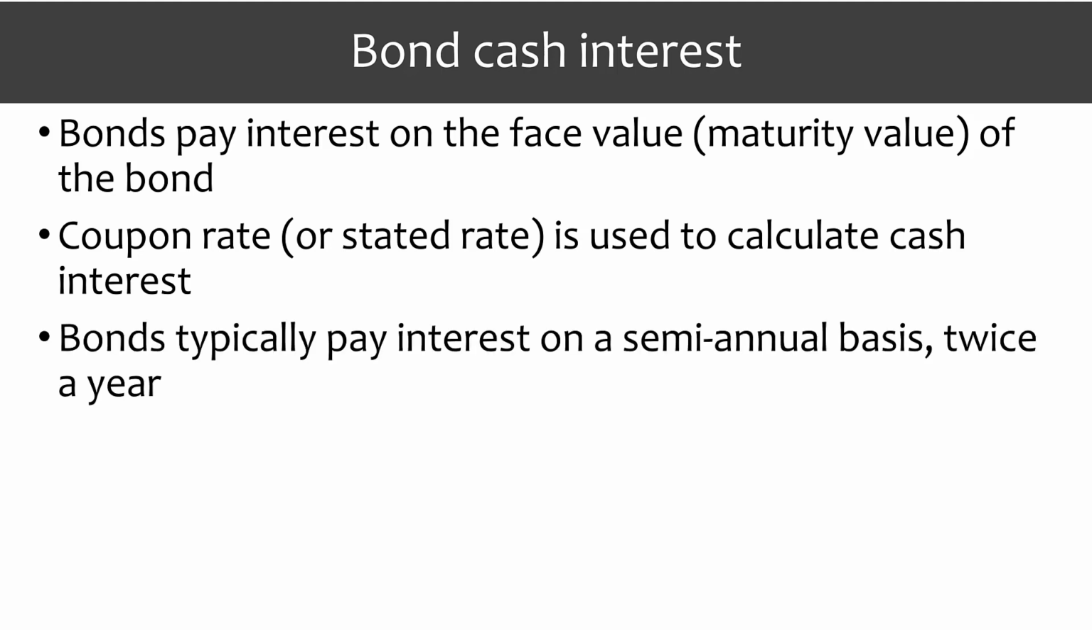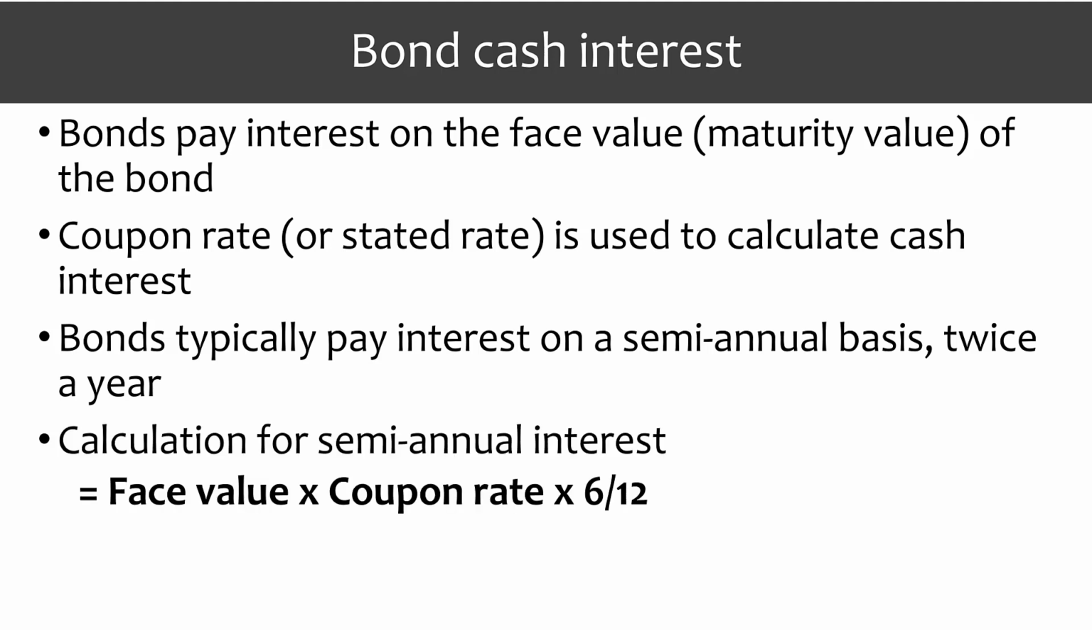Bonds typically pay interest on a semi-annual basis, which means they pay half the annual amount of the interest twice a year. The calculation for the semi-annual interest is the face value of the bond times the coupon rate times 6 divided by 12.